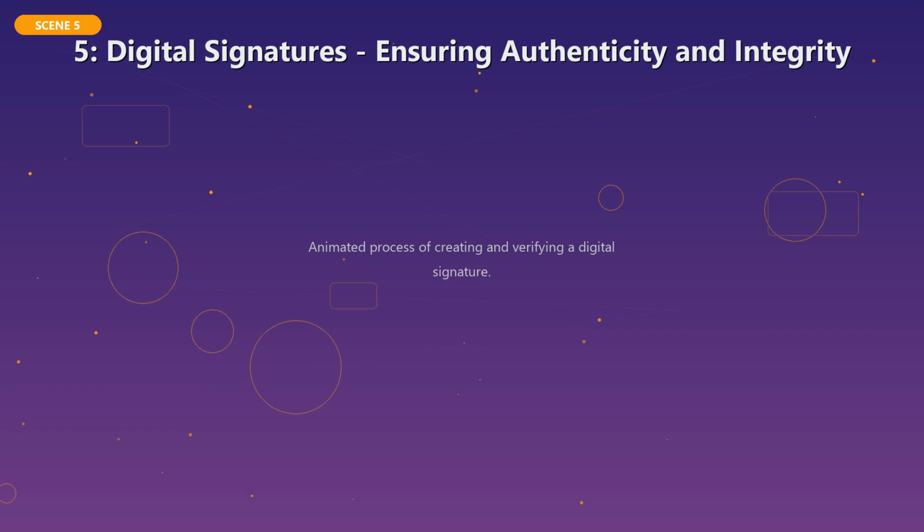Now, let's zoom in on a crucial component that underpins much of what we just discussed: digital signatures. While encryption is about confidentiality, digital signatures are about proving authenticity, integrity, and ensuring non-repudiation. Think of a digital signature as the electronic equivalent of a handwritten signature, but far more secure and verifiable.